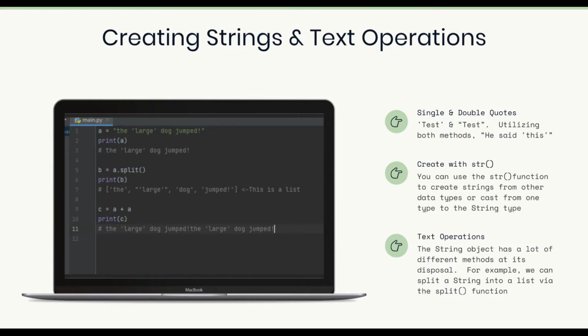Okay, and then also the arithmetic symbols work a little differently with strings. So if we set c equal to a plus a on line 9, we're going to get the large dog jumped the large dog jumped, because it's assuming we just want to concatenate those together. Now, something to keep in mind is the string is immutable. So if you try to change the value of a string, you actually get a new data object. Okay, let's move on to the next item.